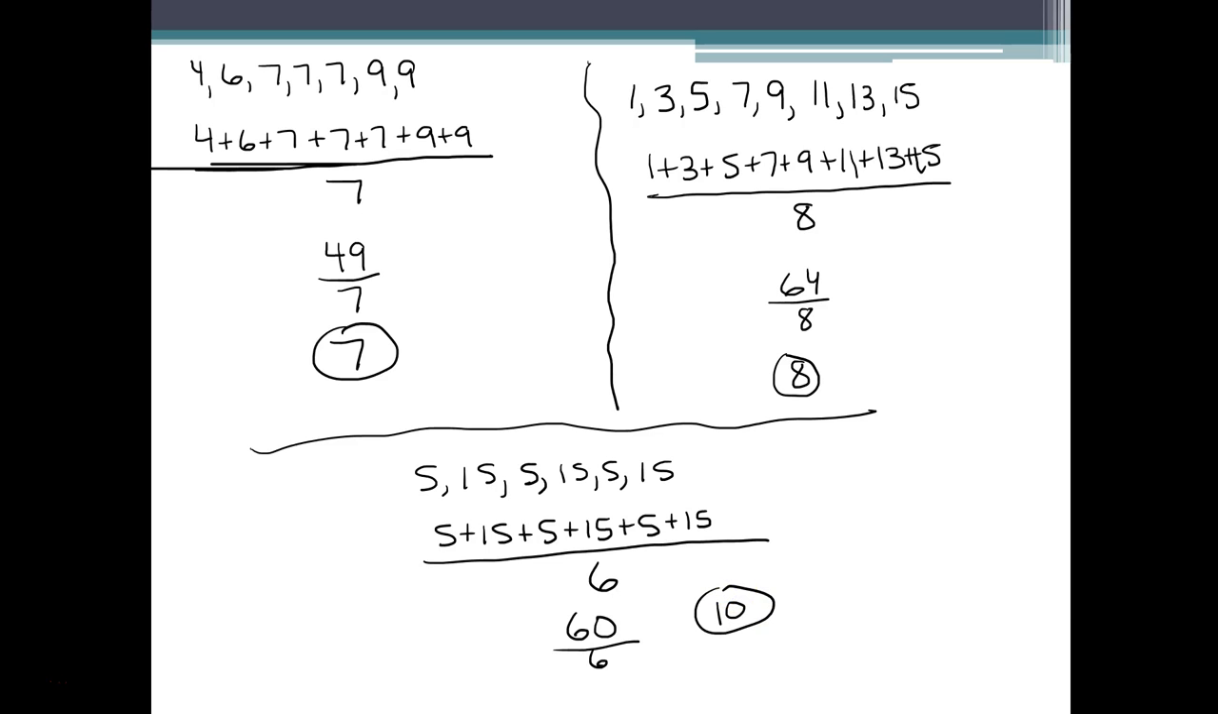So notice sometimes your average can be one of the numbers in your set of data. Like right here, the mean was 7, and 7 was one of the numbers in the set of data. Right here it was 8. 8 wasn't one of the numbers in the set of data, but it's between 7 and 9 right here. Down here, 10's not in the set of data. If you think about 5 and 15, there's 3 5s and 3 15s. And try to average that out, you get 10 towards the center.